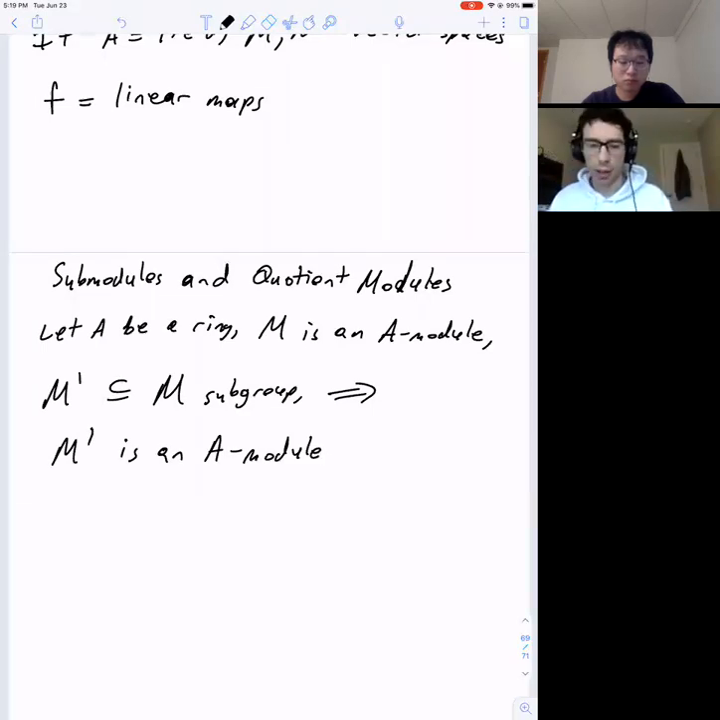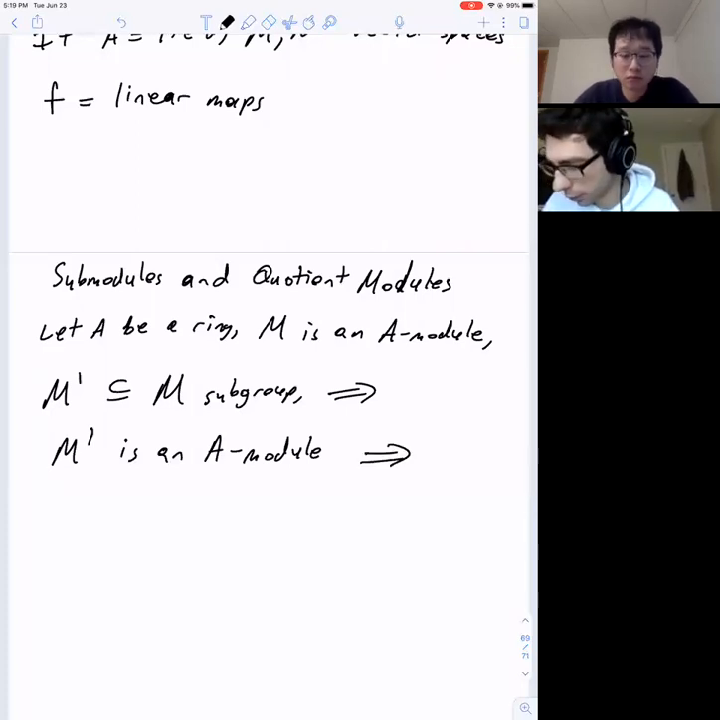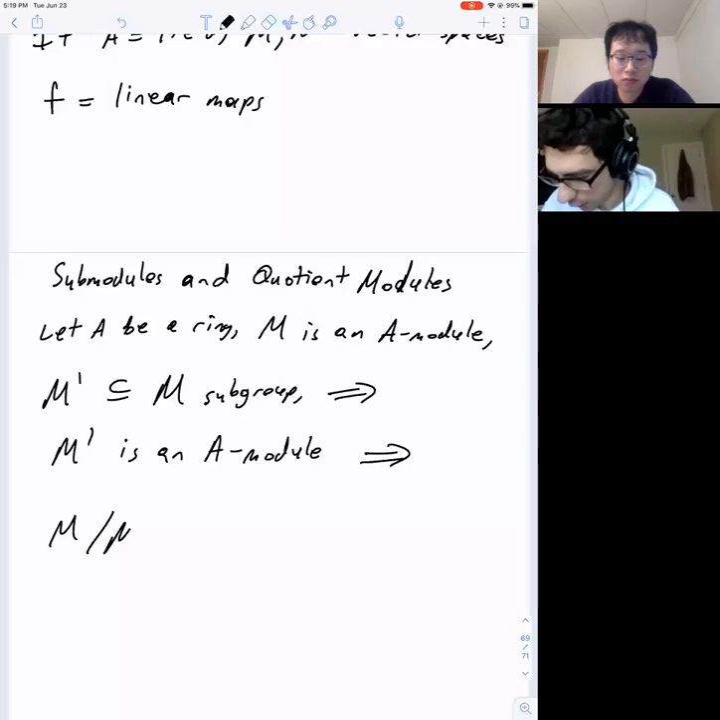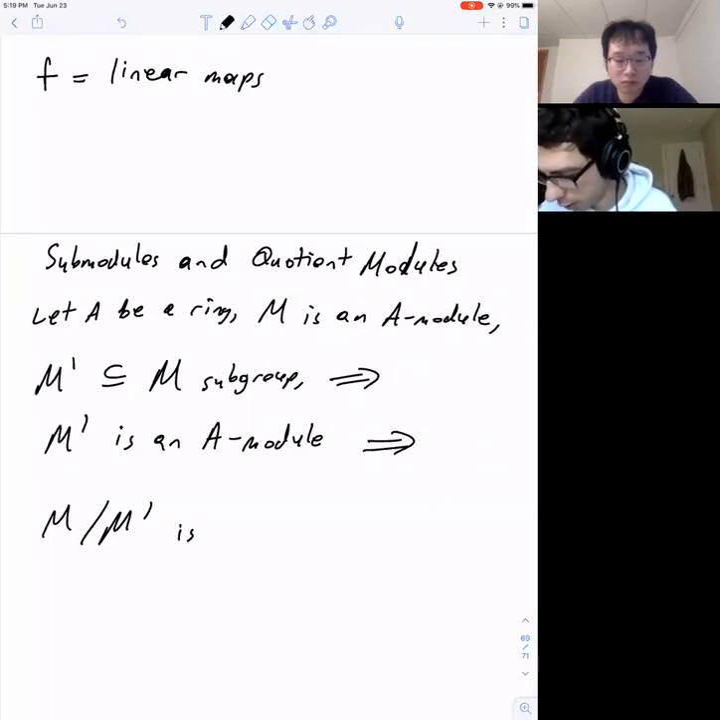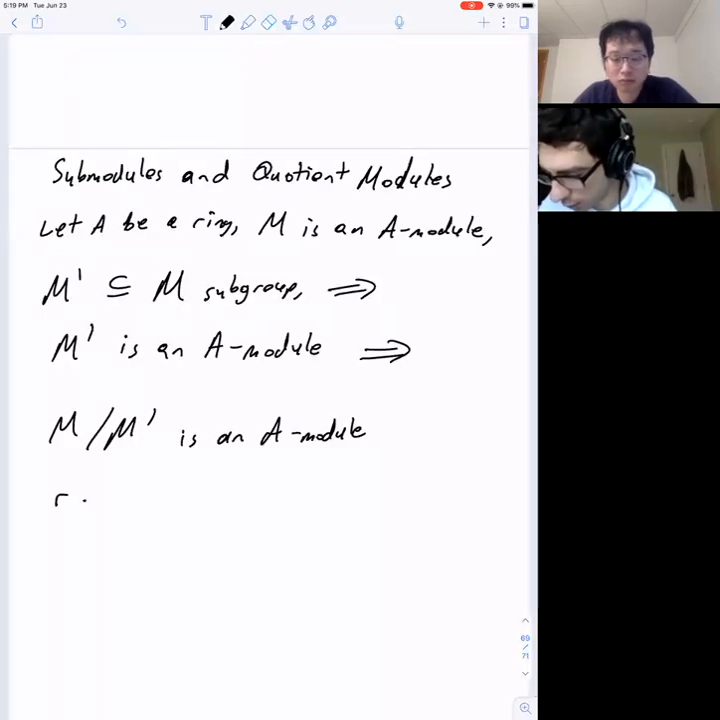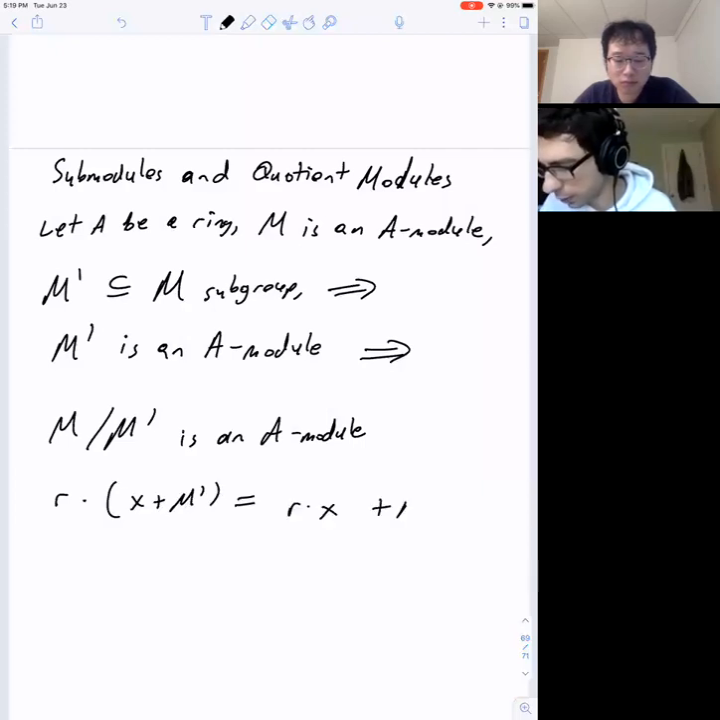And also, if you have M prime is a subgroup of M, then we also have M mod M prime is an A module, with the operation being R times (X plus M prime) is R times X plus M prime. And you can go ahead and try to see why this operation makes M mod M prime into an A module. So this is all very nice.